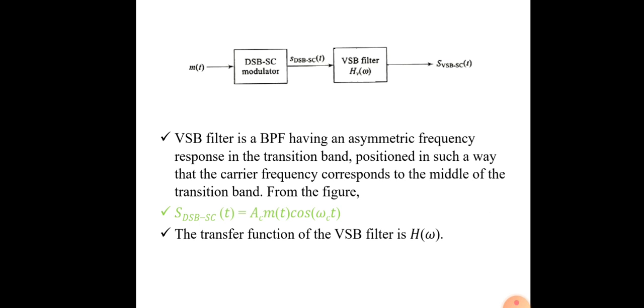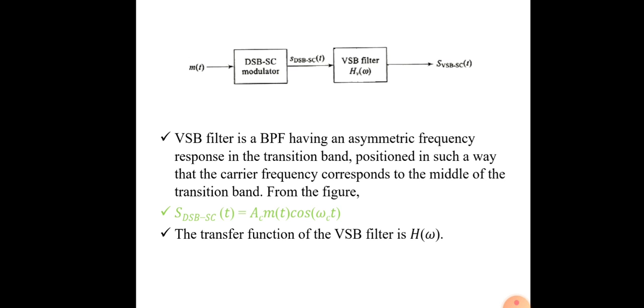From that filter we get the output VSBSC of t. The VSB filter is a band pass filter, having an asymmetric frequency response in the transition band, and positioned in such a way that the carrier frequency corresponds to the middle of the transition band. From the figure, s DSBSC of t is equal to Ac multiplied with M of t and then multiplied with cos omega c t.